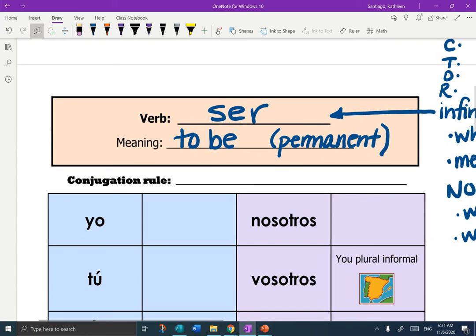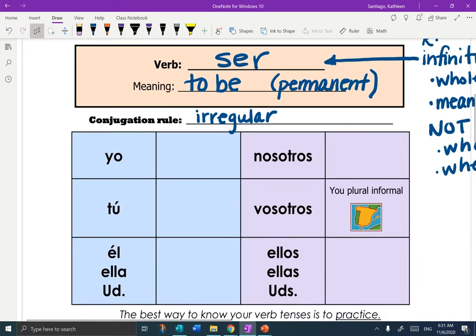Well, what's the conjugation rule? The conjugation rule means how does this change and what's the pattern of change? The problem with our first verb is it is irregular. So we're not going to learn about a pattern of change until we get to our next verb. So how does this change?